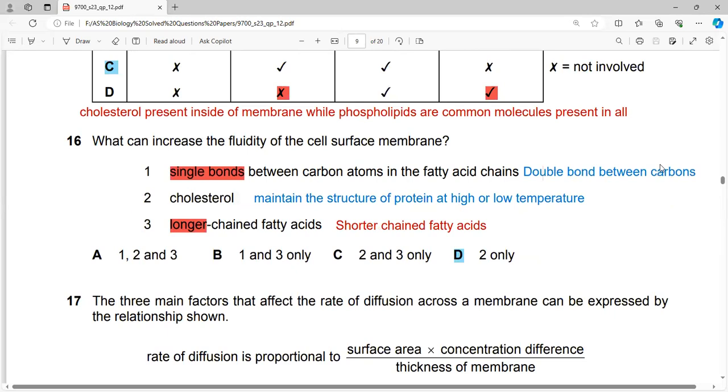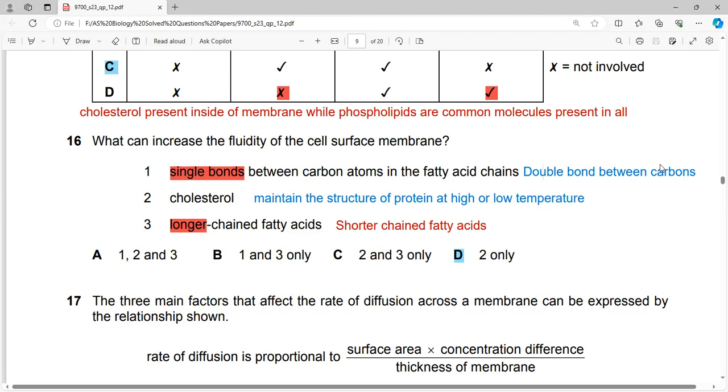What can increase the fluidity of the cell surface membrane? Cell surface membrane fluidity can be increased by double bonds between the carbon atoms of the fatty acid chains of the phospholipids. But option 1 is saying single bond between carbon-carbon atoms, so that is decreasing fluidity. So a double bond is responsible for increasing the fluidity. While cholesterol is able to maintain the structure of the membrane at high temperature and at low temperature. So the function of cholesterol in a eukaryotic cell is to maintain the fluidity of the cell membrane.